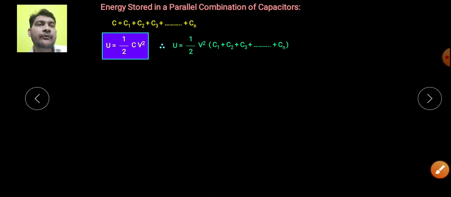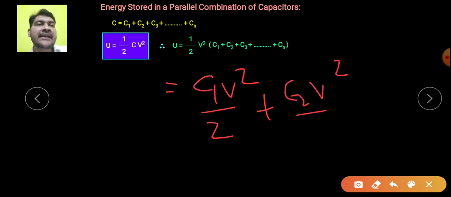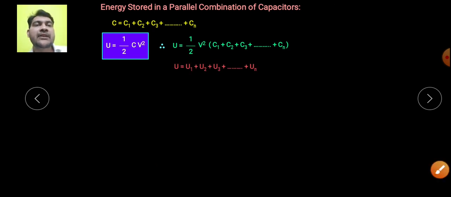In this way, we obtain this expression: U is equal to C1 V square by 2 plus C2 V square by 2 and so on. So this is energy stored on first capacitor, half C1 V square. This is energy stored on second capacitor, U2, and so on. We obtain the total energy stored on capacitor. So this is U1 plus U2 plus U3 plus Un.